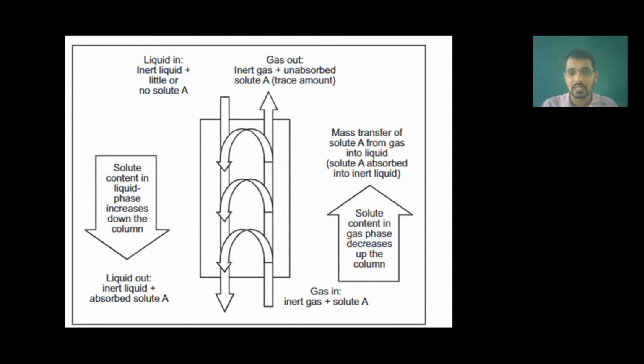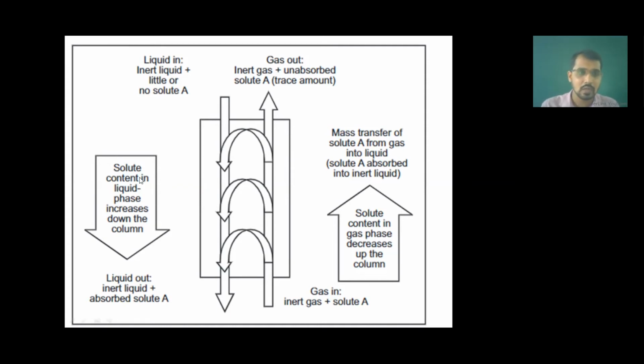You can see here solute A is there, and the exit stream of this gas, gas out, is the inert gas as it is, and unabsorbed solute A. Unabsorbed solute A means that which is not absorbed in the liquid phase. Suppose 80% solute A is present in the gaseous inlet stream, and 50% is absorbed in this liquid. That means 30% remains, and that 30% will be present in the gas out. Understood? So this is the concept of absorption.